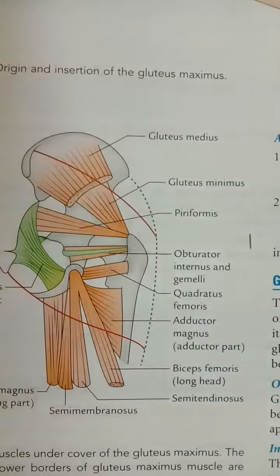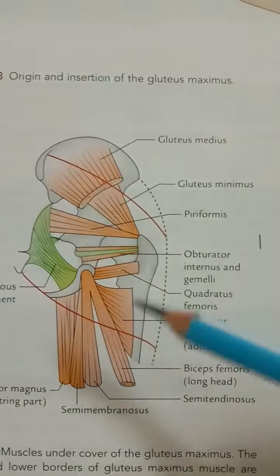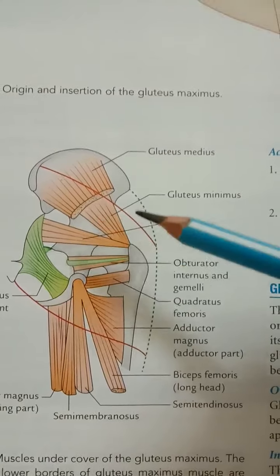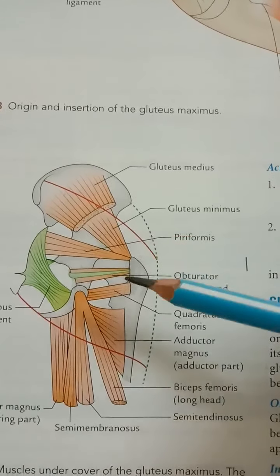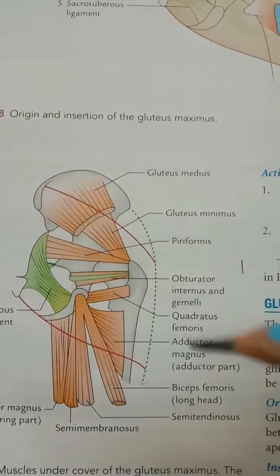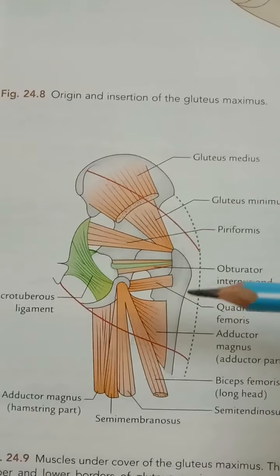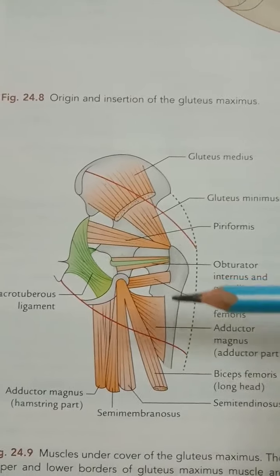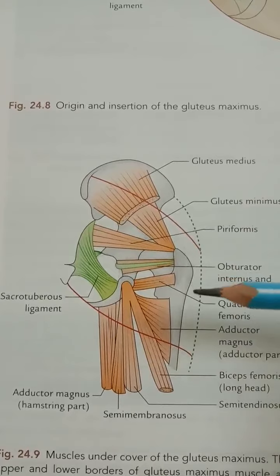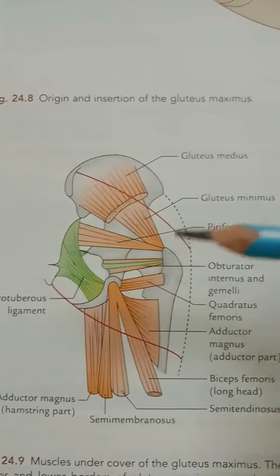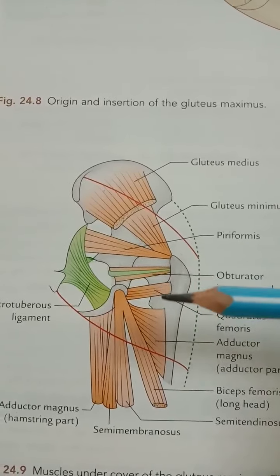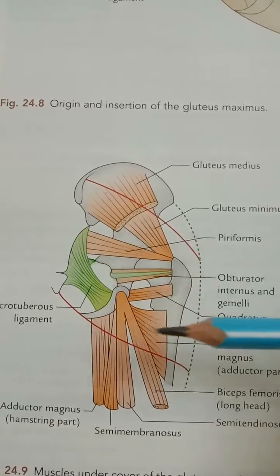Then the insertion of this muscle is into the intertrochanteric fossa, which is present on the posterior side between the greater trochanter and the lesser trochanter. Then the nerve supply of the obturator externus muscle is the posterior division of the obturator nerve, that means from the L2, L3 and L4 spinal nerves. And the action of this muscle is lateral rotation of the thigh at the hip joint.